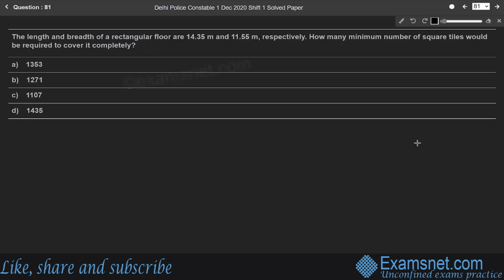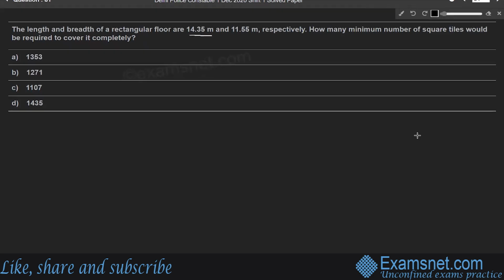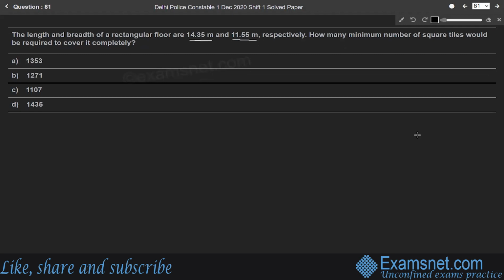Question 81. The length and breadth of a rectangular floor are 14.35 meter and 11.55 meter respectively. How many minimum number of square tiles would be required to cover it completely? So here, the length and breadth of a rectangular floor are given. The length is 14.35 and the breadth is 11.55 meter respectively.